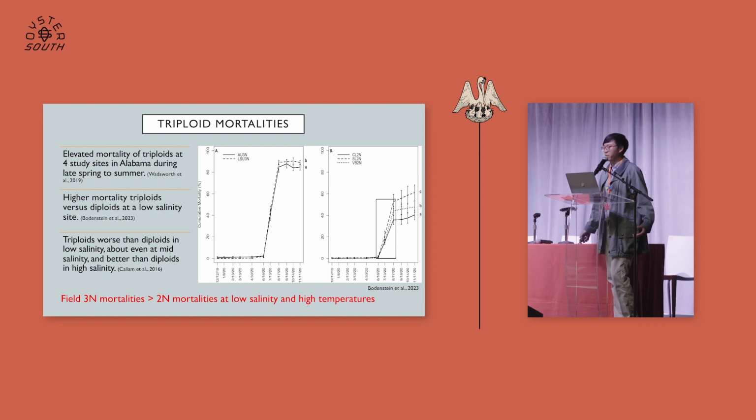All right, despite these advantages, recent studies and observations from growers have shown an elevated mortality of triploids versus diploids, especially during the late spring and summer during low salinity and high temperature conditions. One study is shown in that graph to the right that shows 2 different strains of triploids had a higher cumulative mortality than 3 different strains of diploids at a low salinity site in coastal Louisiana.